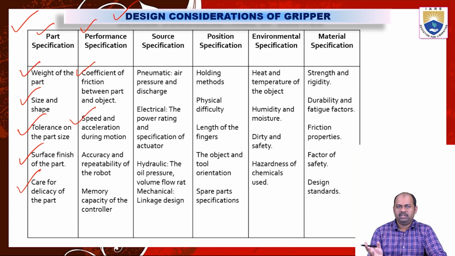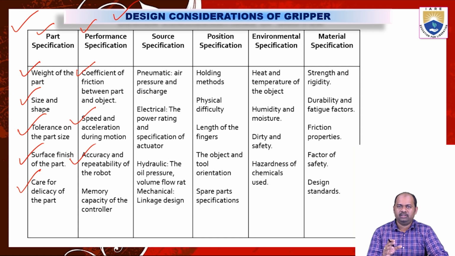If we are moving the object with the help of a robot, and we are moving very fast, the gripper should hold the object very tightly, so that the object does not come out of the gripper. So speed and acceleration are also considered very carefully. Accuracy and the repeatability of the robot.